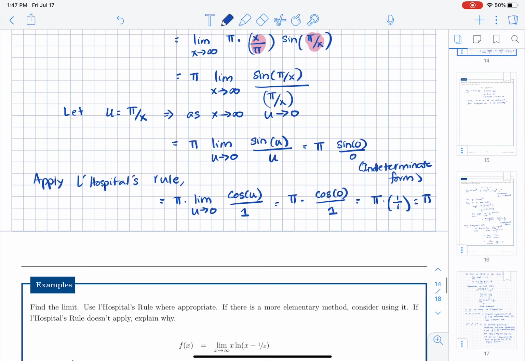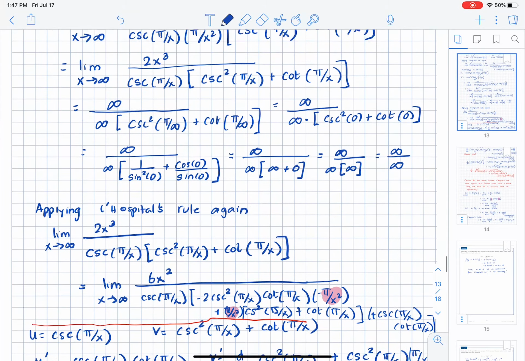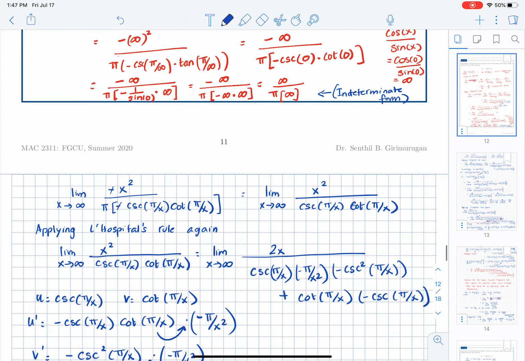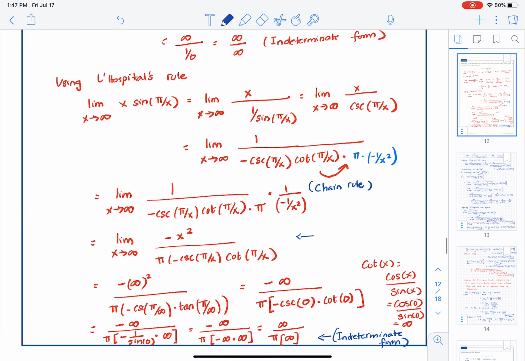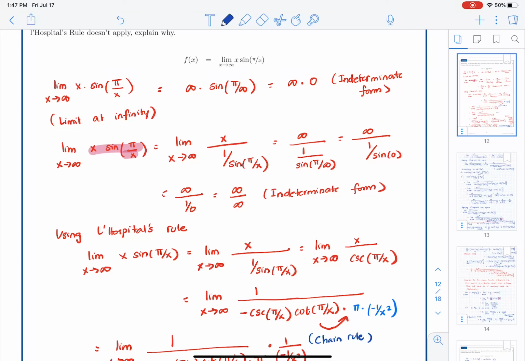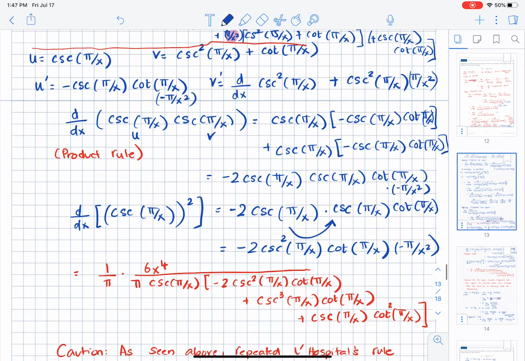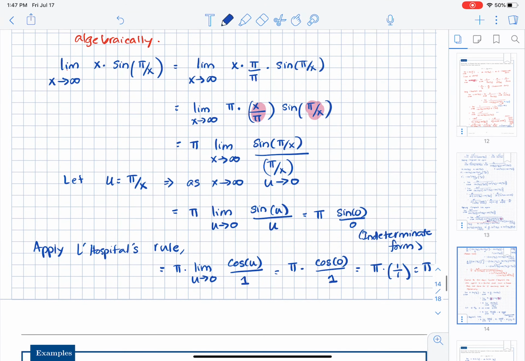Specifically, I don't want you guys to forget this problem. This is a cautionary tale. I demonstrated it so that you can realize that repeated L'Hopital's rule could make things complicated. So whenever necessary, think of the problem and see if you can rewrite it in a simpler way using algebraic manipulation, and then apply L'Hopital's rule so the problem is simplified and you can get to the answer right away.